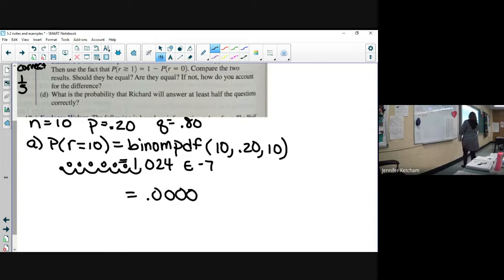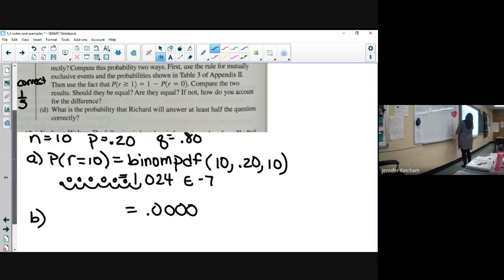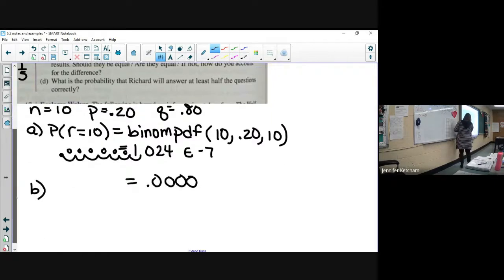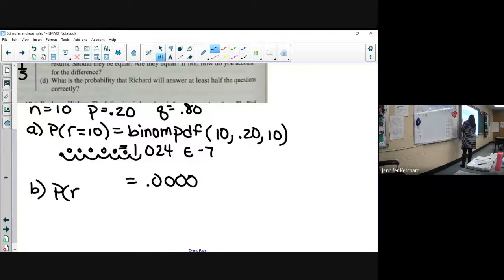All right. So there's A. Let's talk B. B says the probability that he will answer all questions incorrectly. So what is that? What does that mean? What are we looking for? 0, right? He's not getting any right. This is all 10 correct. This is none right. So go ahead and go find us that probability.